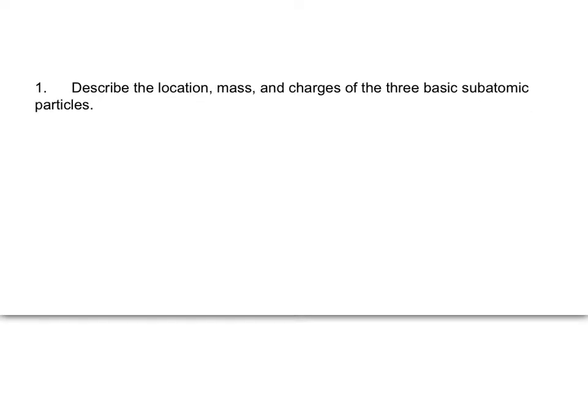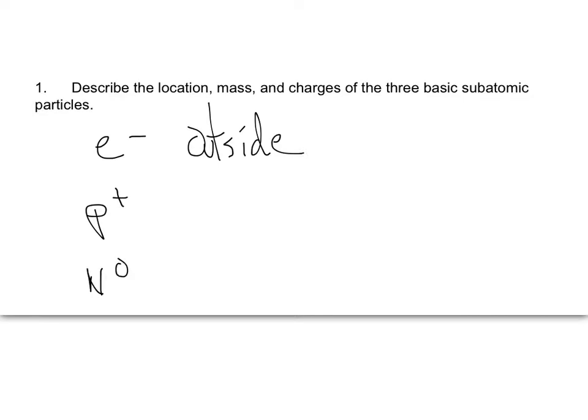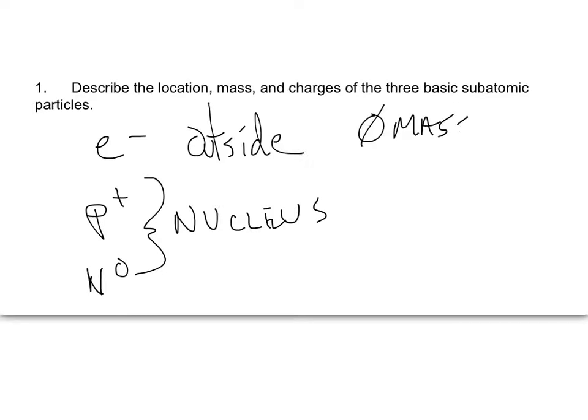Location, mass, and charges of the three basic subatomic particles. Electron is negative and exists outside the nucleus. Protons are positive, neutrons are neutral, and these two exist in the nucleus. Electrons have no mass, or very little mass that we don't even count. Protons have a mass of 1 atomic mass unit, and neutrons also have a mass of 1 atomic mass unit.